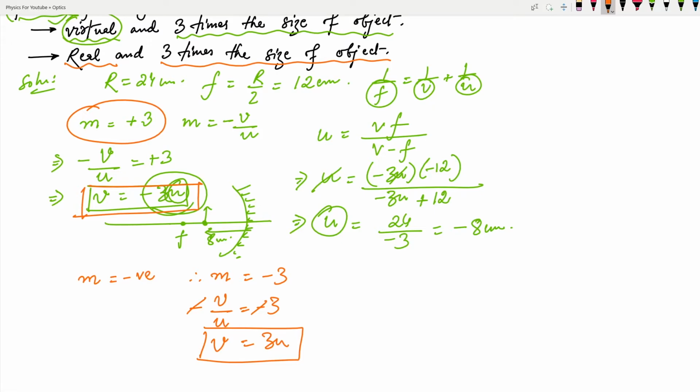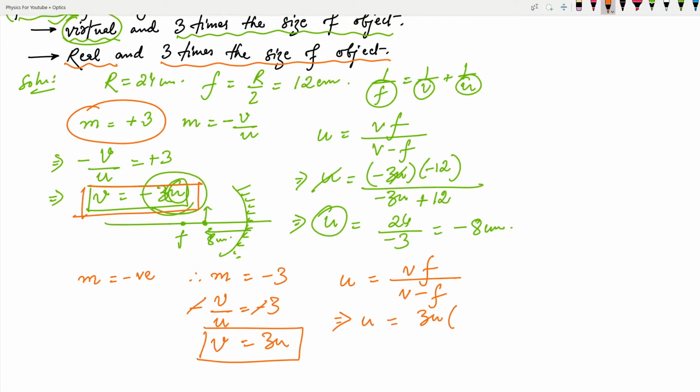Like you need to find the object distance, so you need to find u. So u is equal to vf divided by v minus f. This is how you need to solve things quickly, and this will come with practice. We can say that u is equal to, just put the value of v is equal to 3u.